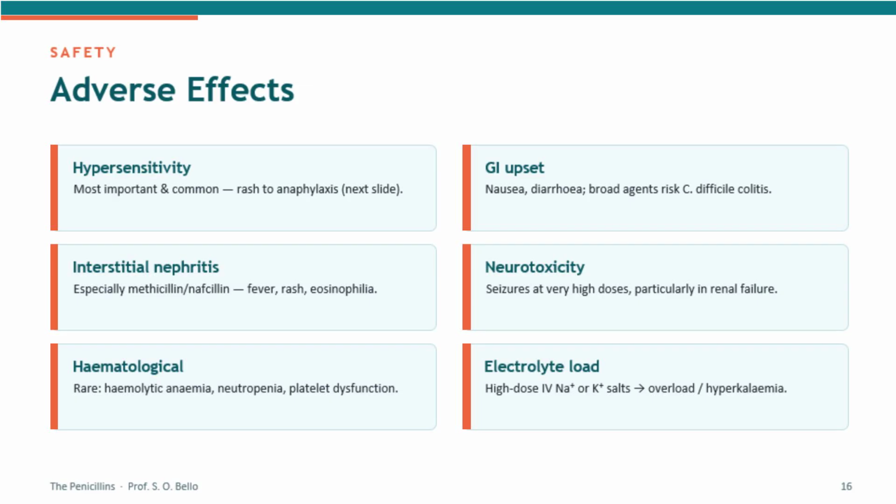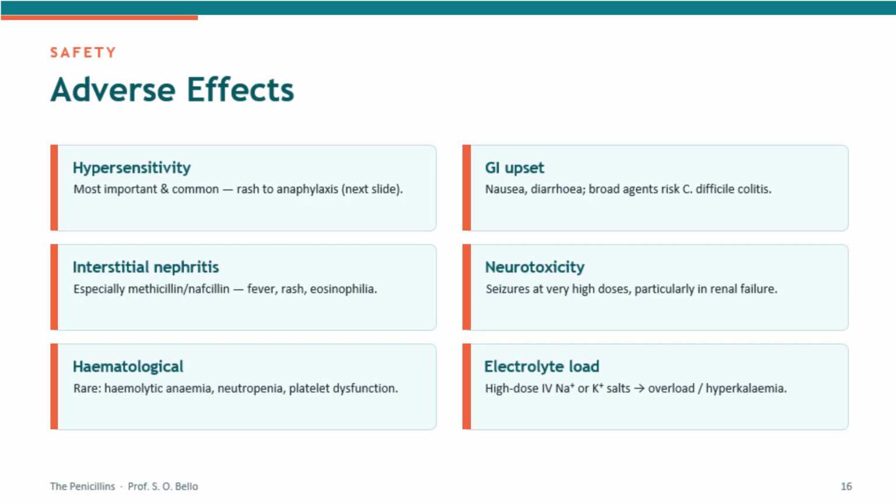Beyond allergy, the common nuisance is gastrointestinal upset, and the broader spectrum agents can disturb gut flora enough to cause Clostridioides difficile colitis. A few specific reactions are worth knowing: acute interstitial nephritis, classically with methicillin and nafcillin, presenting with fever, rash, and eosinophilia; neurotoxicity with seizures at very high doses, especially when renal failure lets the drug accumulate; rare hematological effects such as hemolytic anemia and neutropenia.